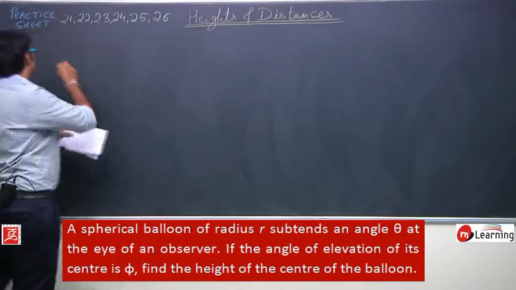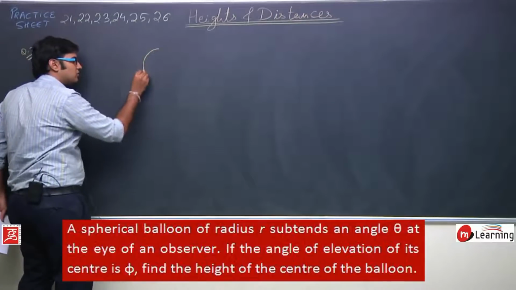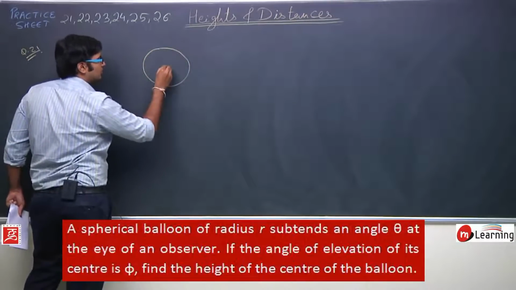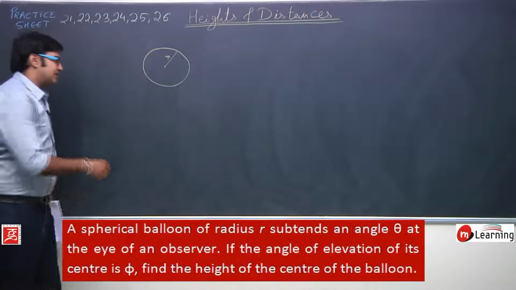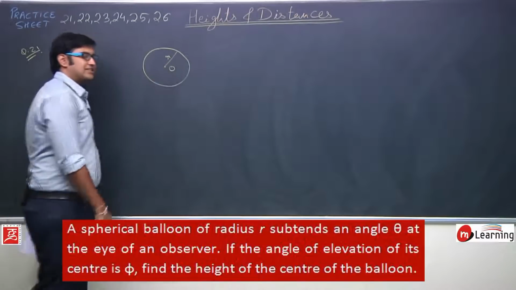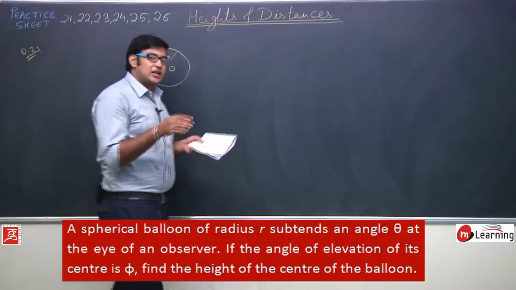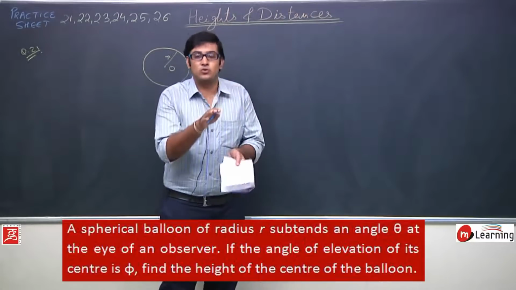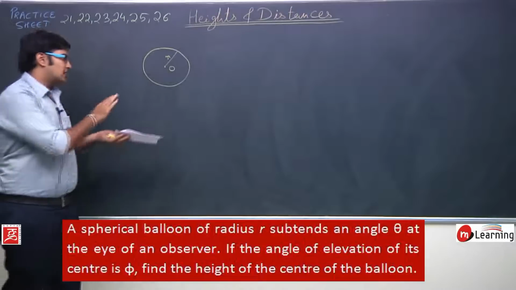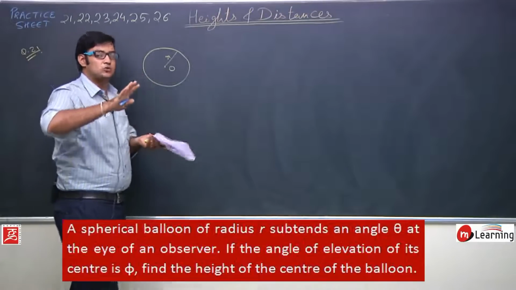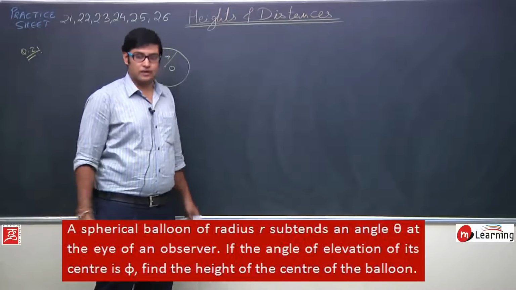It means, question number 21, that if this is a balloon, a spherical balloon of radius r with center O, because it says it's a spherical balloon. So the angle subtended by the balloon means the span of this balloon that I must have to observe this balloon. To catch this balloon, the span of this balloon will be known as the angle subtended by this balloon at the eye of the observer.